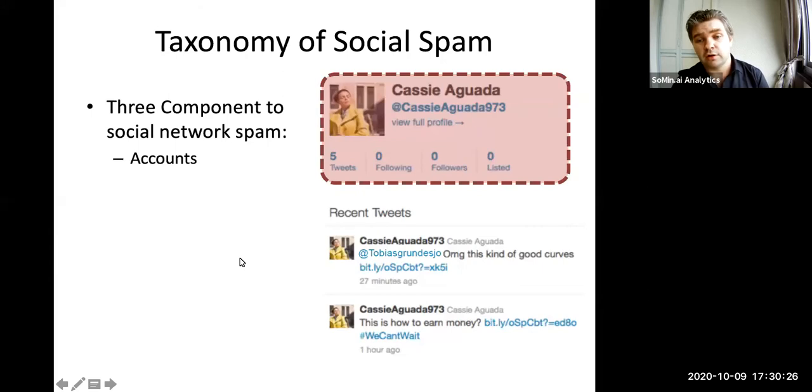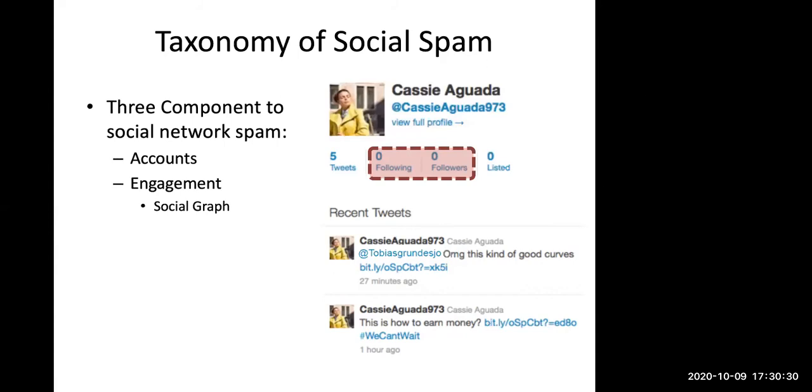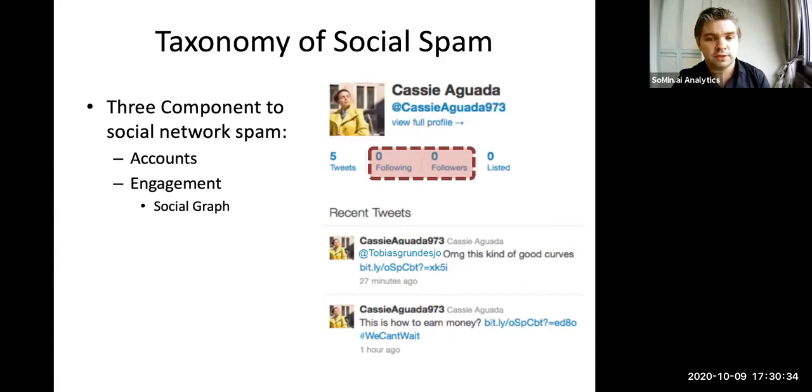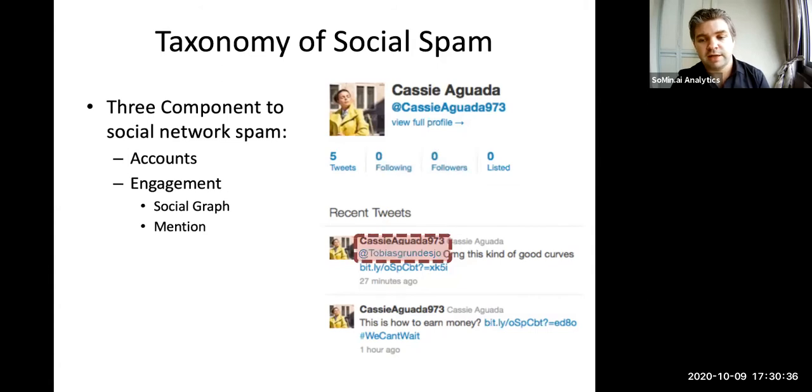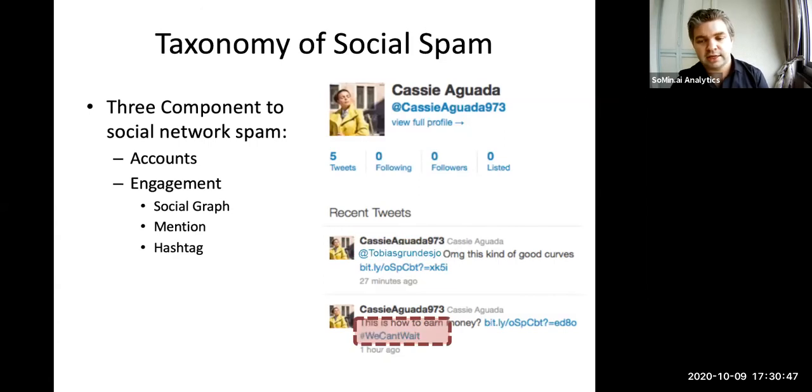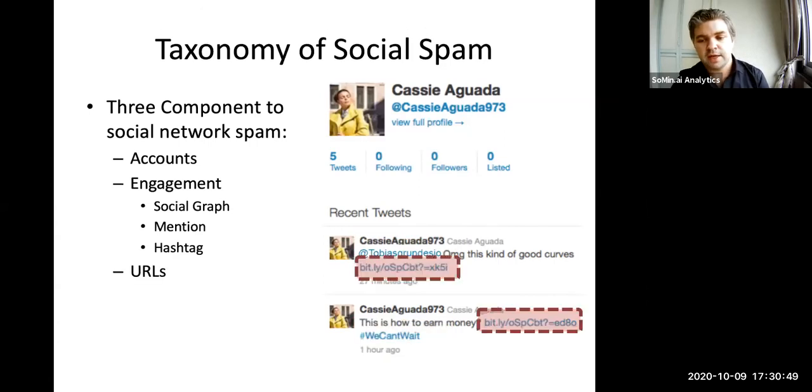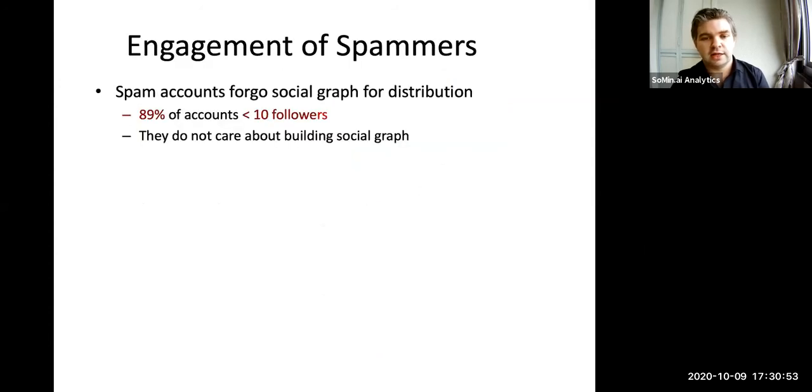So you can see that there's a kind of taxonomy of social spam. We have accounts, like a structure. We have a social graph around spam. So basically, this is our followers and followings. We have mentions of the people inside. You can see there's a user mentioned, Tobias Grandes as J-O, right? And we have hashtags that can be used. We have URLs that the account leads to. And all this information helps us to predict the spam.